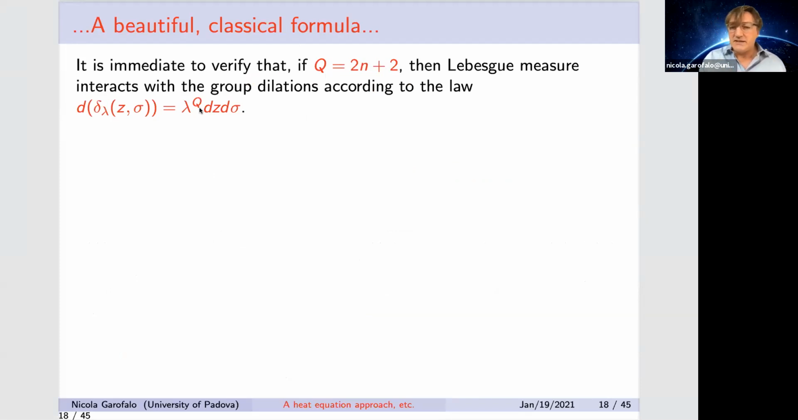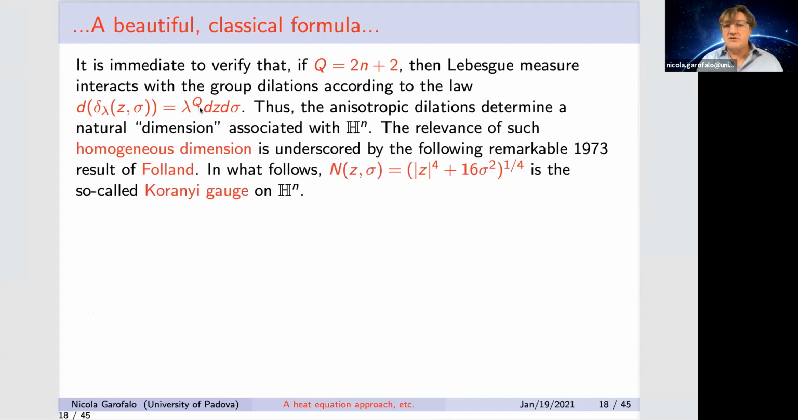And in fact, it has a name. It's called the homogeneous dimension of the group. Okay, and the important role of this dimension will be particularly underscored by the following result of Folland, which I'm about to quote.